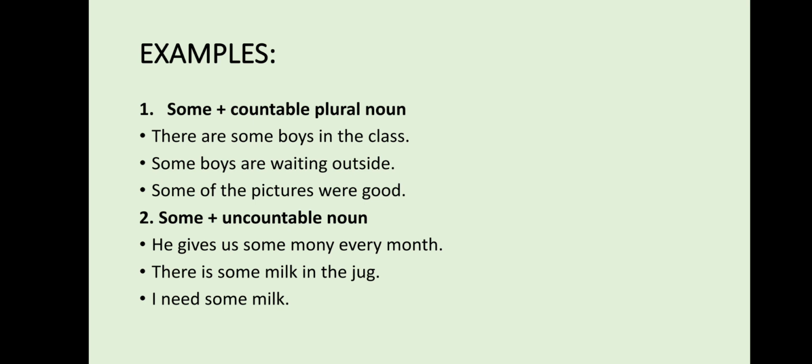So here we have the second part: some with uncountable noun. That is how we use some with uncountable noun. He gives us some money every month. But we don't know how much money he gives. There is some milk in the jug. I need some milk. So we know that milk is an uncountable noun. We can't count it. So we can use some with uncountable noun, like I need some milk. There is some milk in the jug.